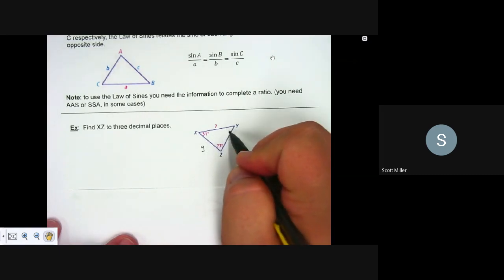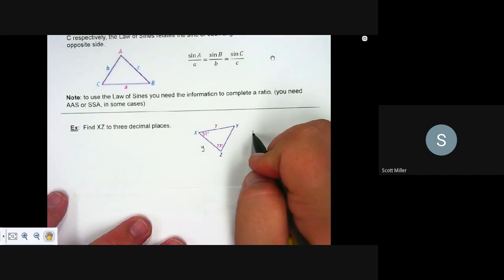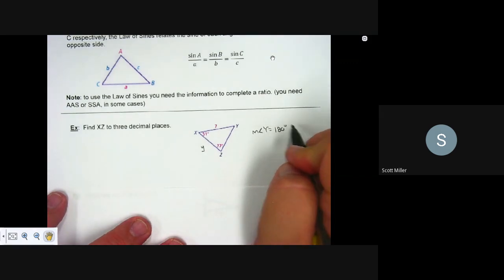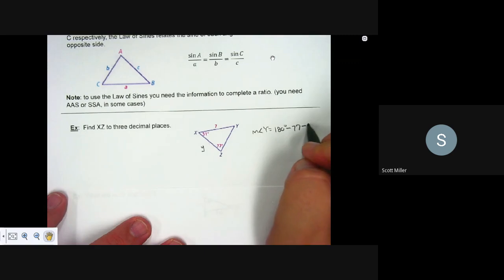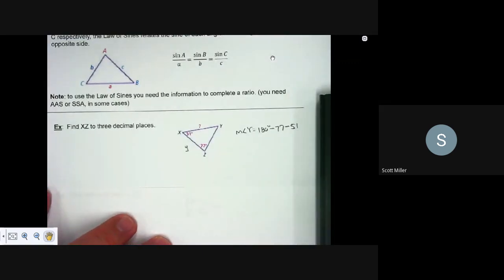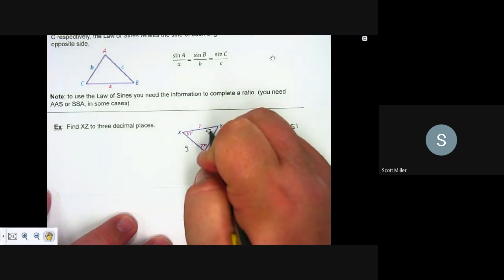But to do that, I have to find this angle over here. What is angle Y? Even though I was not given angle Y, I kind of was, because I gave you these two angles. So angle Y has to be 180 degrees minus 77 minus 51. Then we can use our calculator: 180 minus 77 minus 51, and we get an angle of 52. So this angle up here is 52 degrees.